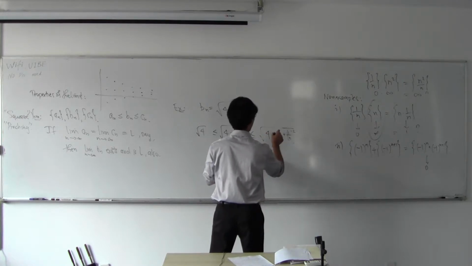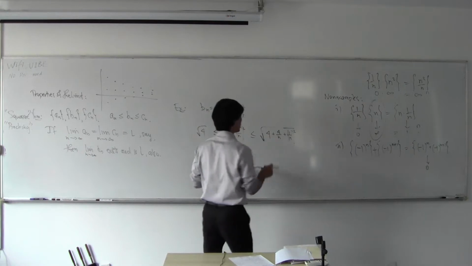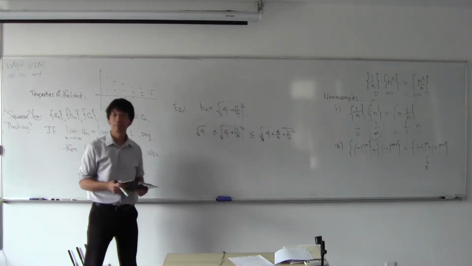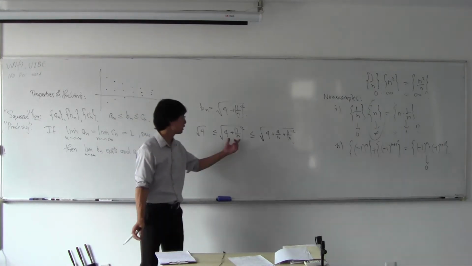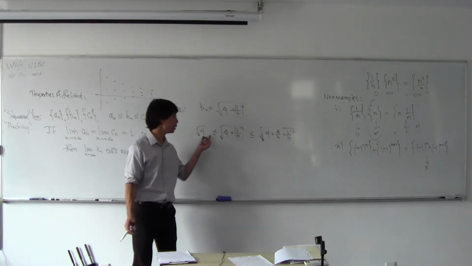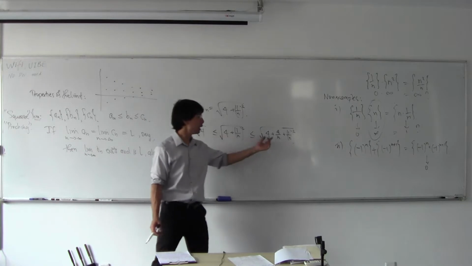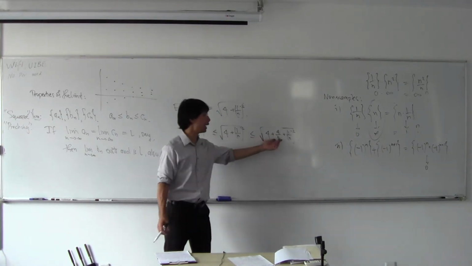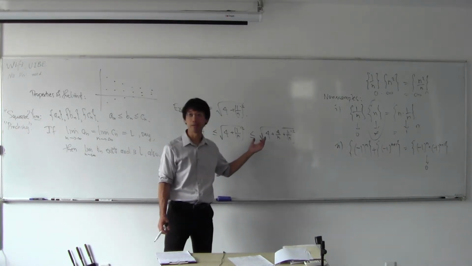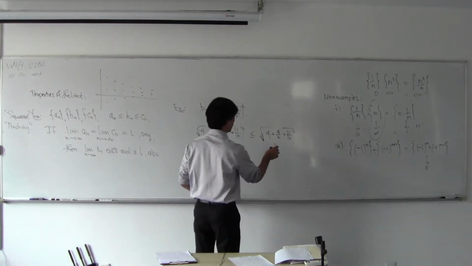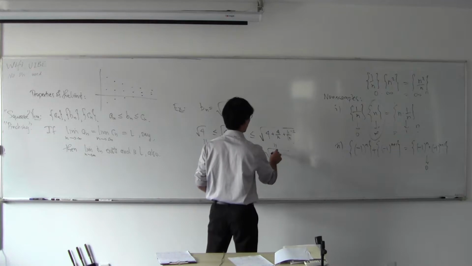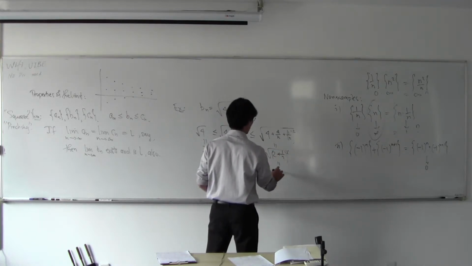Actually, 4 plus 4 over n. Right? Because if I take away the 1 over n squared, it gets smaller. If I add in something, it gets bigger. Now this thing is 2, and this thing is the square root of (2 + 1/n) squared. So that's 2 plus 1 over n.